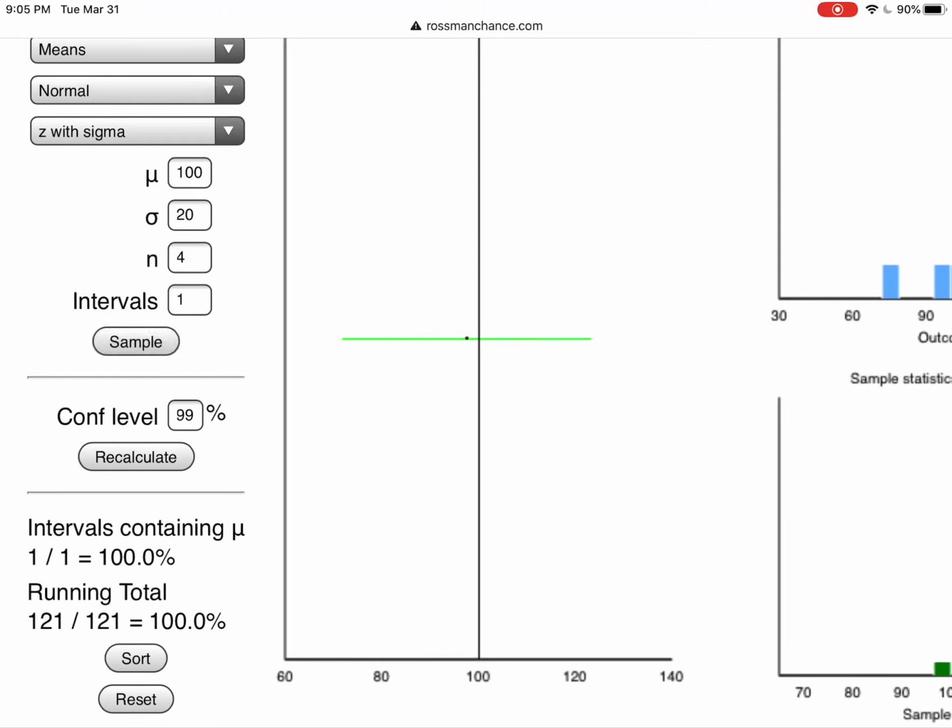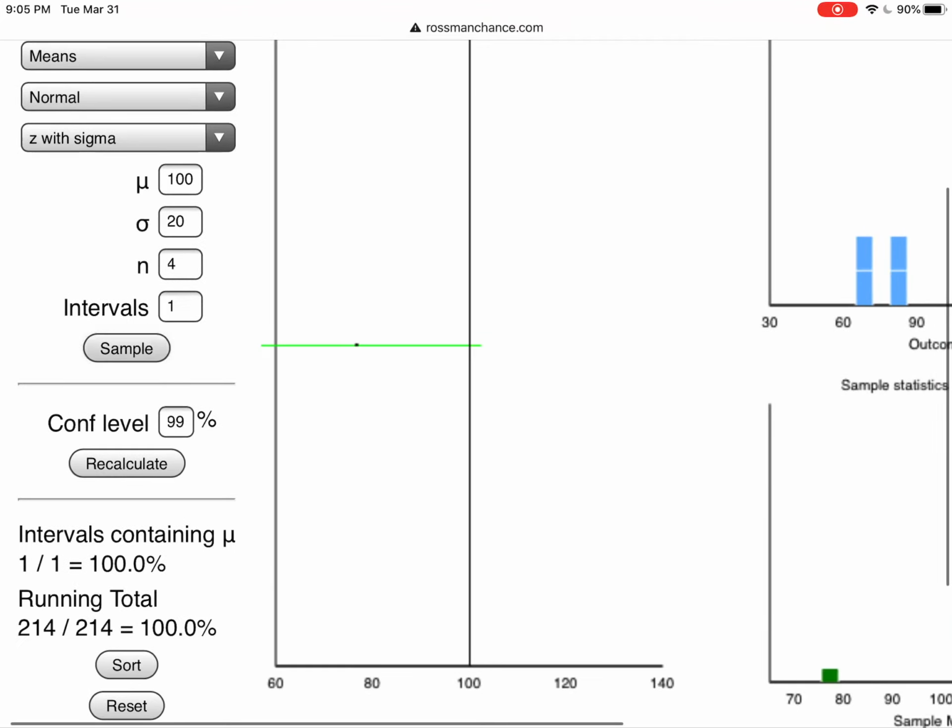At the bottom left of the screen, you can see the running total. I have now sampled over 100 of these confidence intervals. Every single one of them has captured the mean, which kind of makes sense. I'm supposed to be having a 99% capture rate, so it should happen a lot of the time. This is a bit abnormal to get this many.